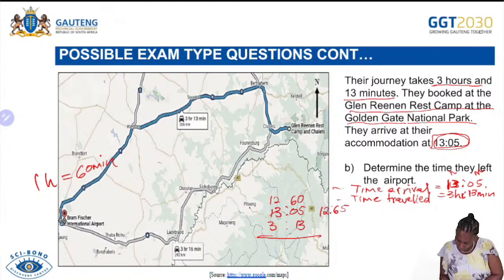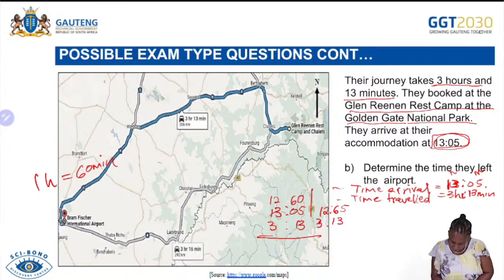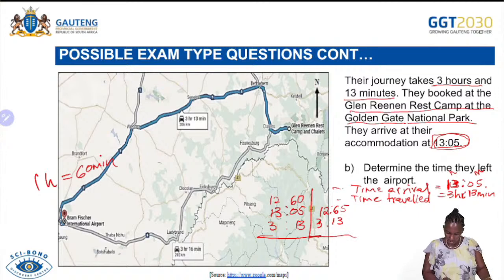So our new time, to make it clearer, will be 12:65 minus 3 hours 13 minutes. Remember, it's 12:65 minus 3 hours, 13 minutes. Now, let's quickly subtract so that you can see the answer. When we do our calculation, 65 minus 13 will be 52, and then 12 minus 3 will be 9.